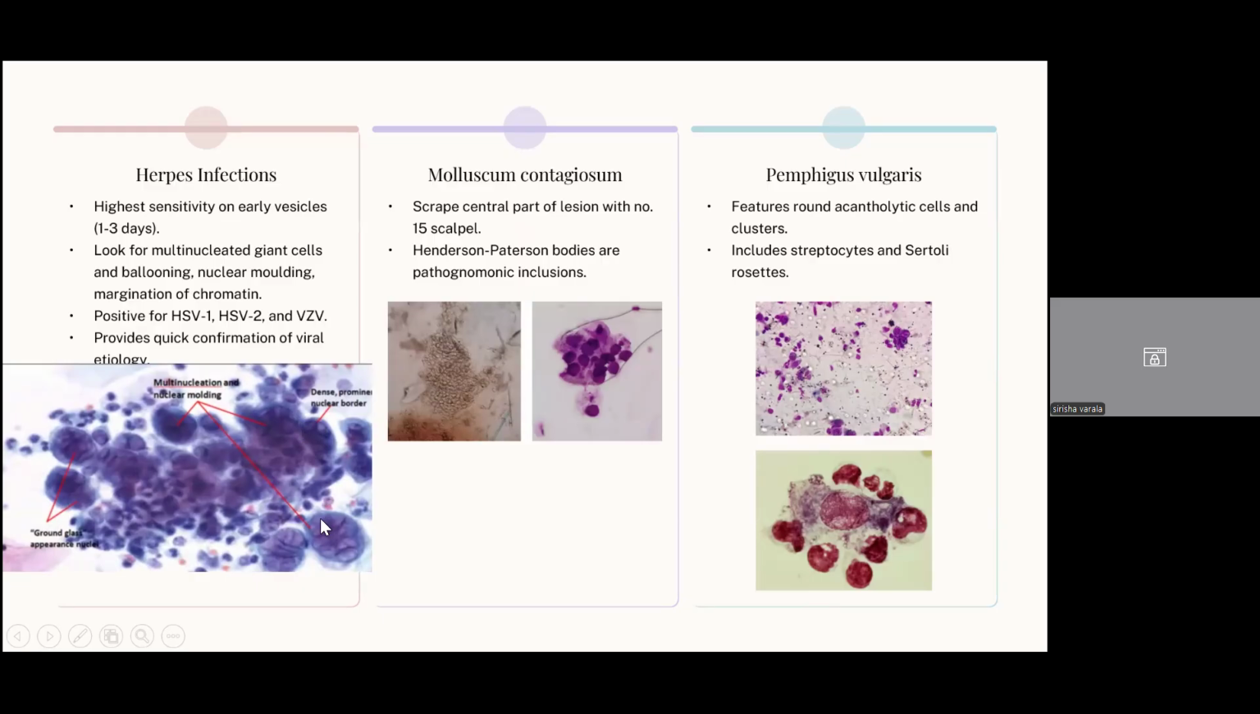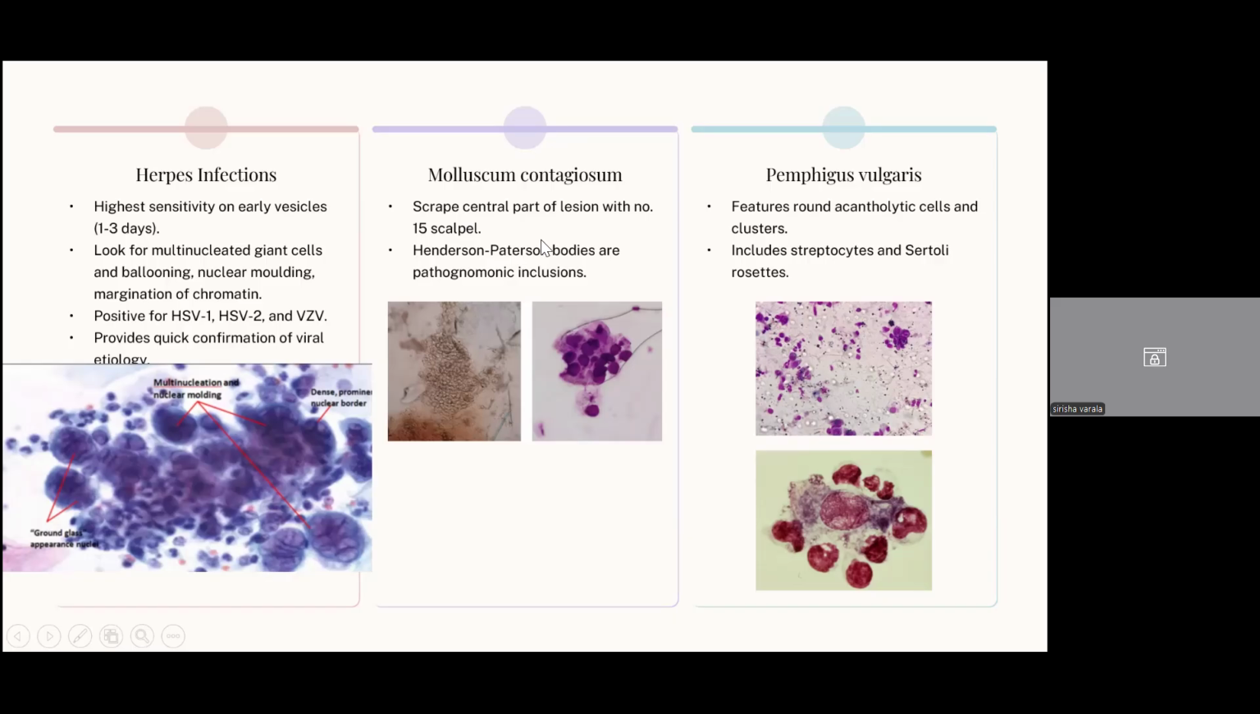Nuclear molding is where one nucleus presses into the other nucleus, causing an indentation, which is called nuclear molding, which is very characteristic. And you'll also be able to see the ground glass appearance of these cells. So all these point towards herpes infections. Now, you'll not be able to differentiate whether it is HSV 1, 2, or varicella zoster virus. We can only tell whether it is a herpes infection or not. It's also important in molluscum contagiosum.